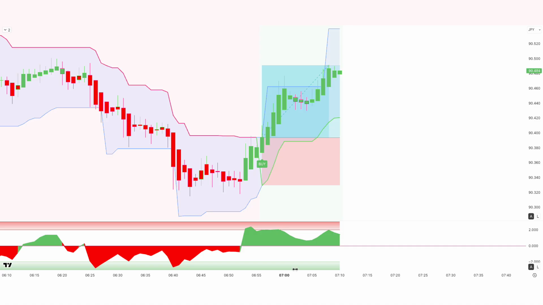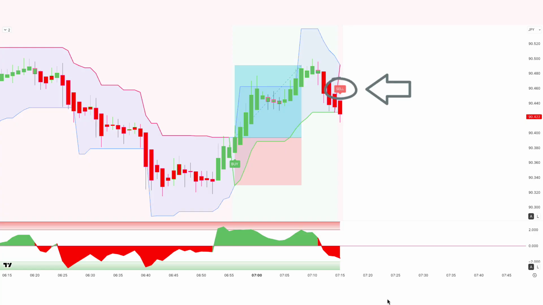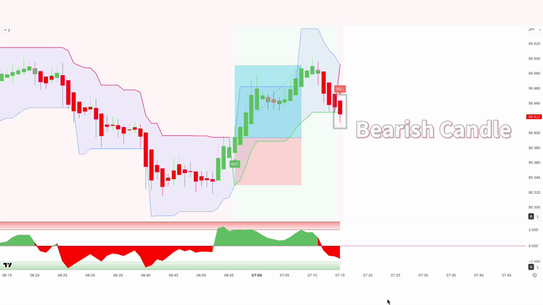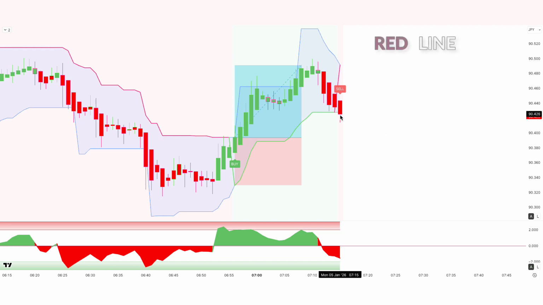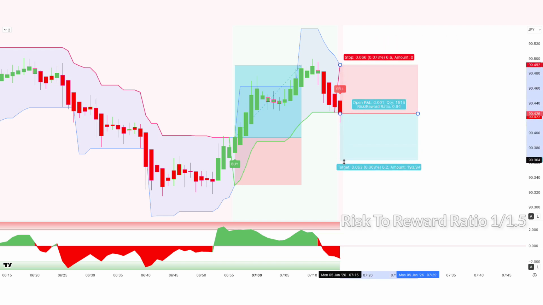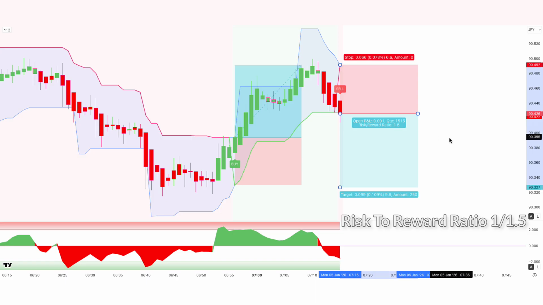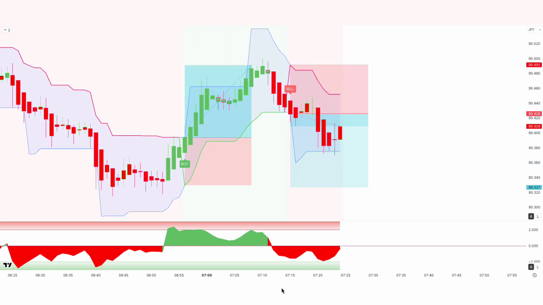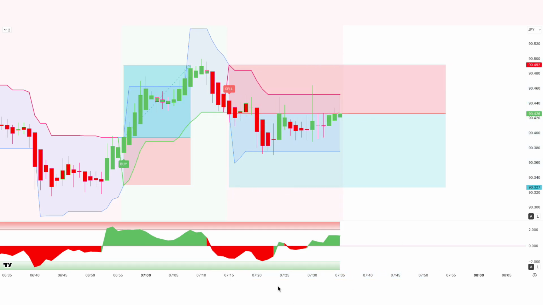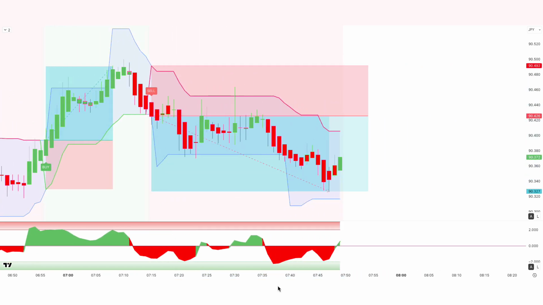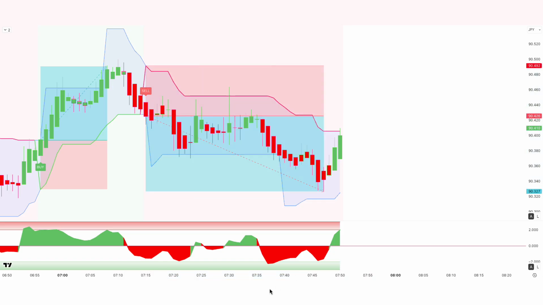The market has completely hit the target. Let us now understand the short position. When the Super Trend arrow of this indicator is a sell signal, when the normalized Zurich is a red area, and when the market forms a bearish candle, if this condition is fulfilled, then we will place a sell order. Our stop loss is to be placed at the red line, and the risk to reward ratio will be 1:1.5. The market has completely hit the target.